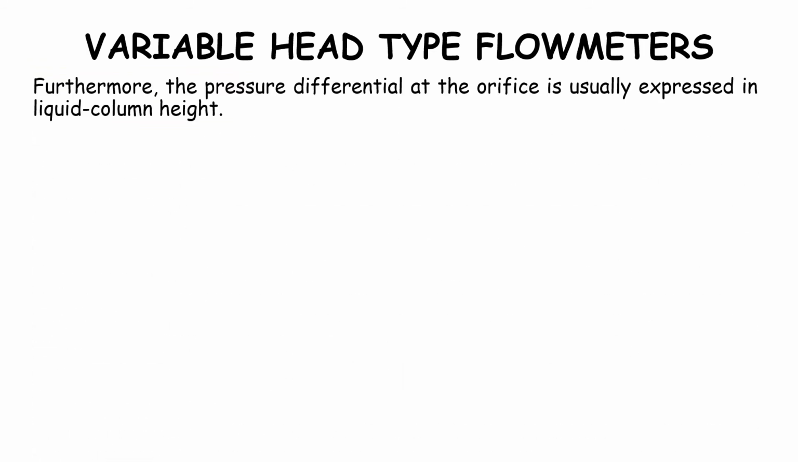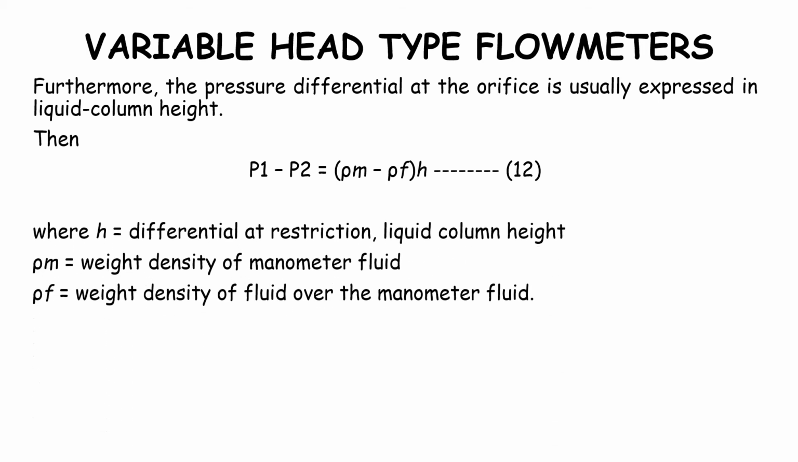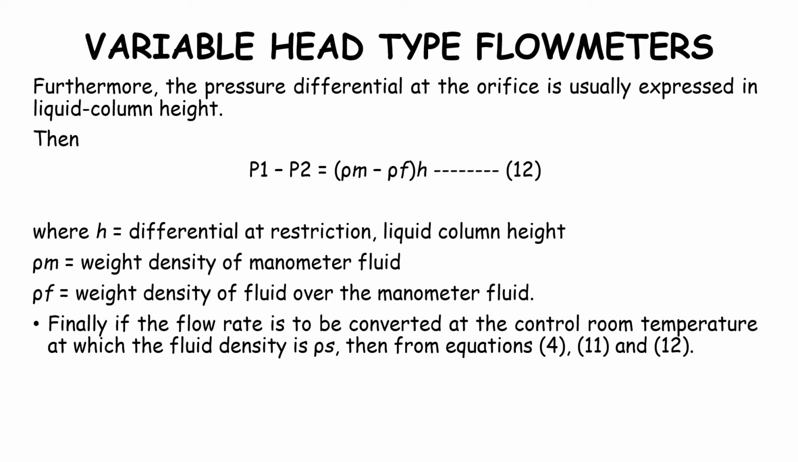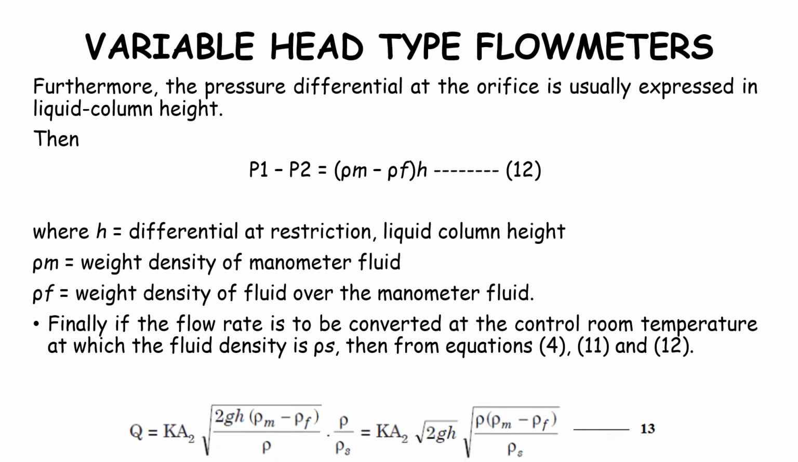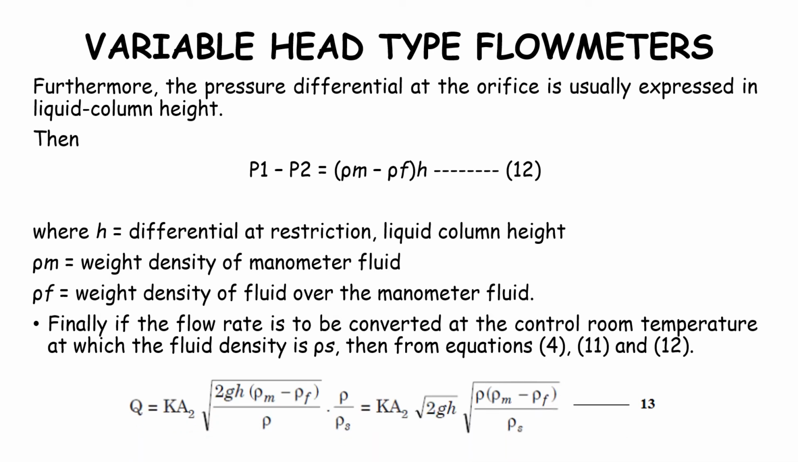So furthermore, the pressure differential at the orifice is usually expressed in liquid column height. Then P1 minus P2 is equal to rho m minus rho f times h, where h is the differential at restriction liquid column height, rho m is weight density of manometer fluid, and rho f is weight density of fluid over the manometer fluid. Finally, if the flow rate is to be converted at the control room temperature at which the fluid density is rho s, then from equations 4, 11 and 12, we get this 13th equation.